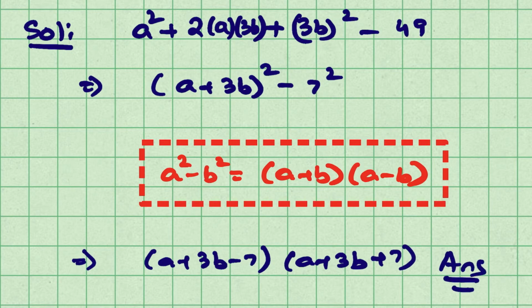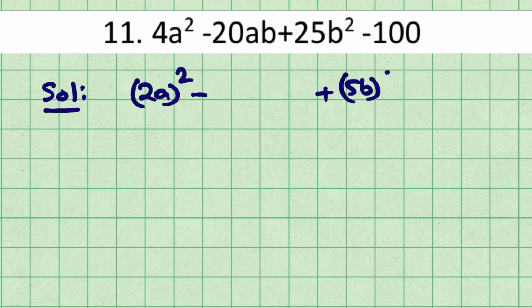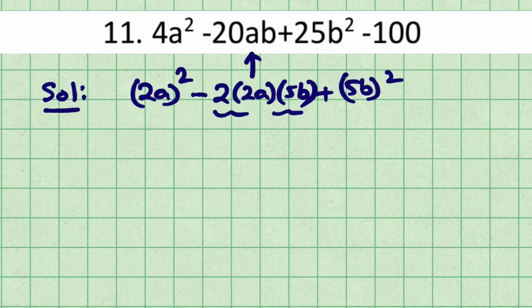That's the answer. Question number 11. 11 is similar to the question that we did earlier. I can write 4a square as (2a) whole square. I can write 25b square as (5b) whole square. And the middle term, let's see if it works. 4 into 5, yes, 20. It is matching with this.